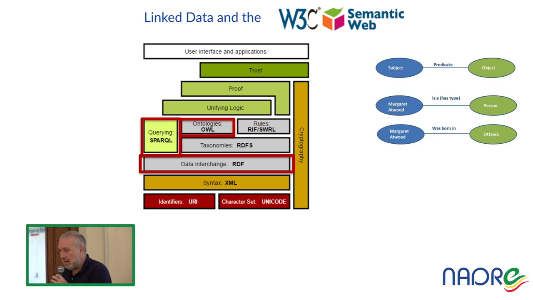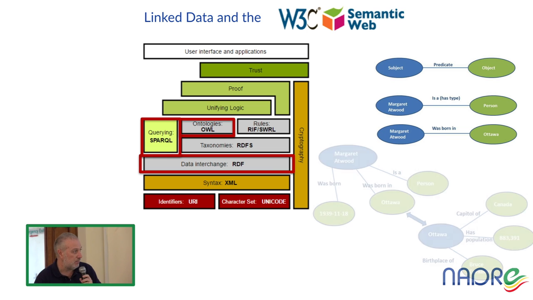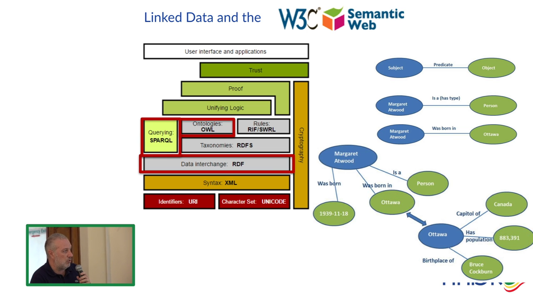But then you can combine information, you can link information. So Margaret Atwood was born on this date, was born in Ottawa, is a person. These are all the information you can attach to Margaret Atwood. On the other end, you can say that Ottawa is the capital of Canada, Ottawa has this population, and Ottawa is the birthplace of Bruce Cockburn. Then you can link concepts using semantic web technologies.